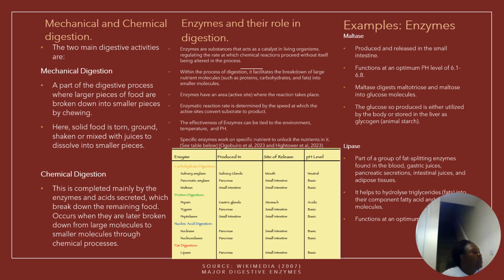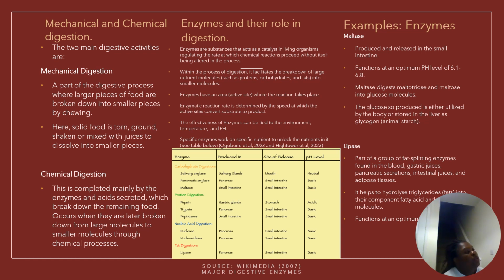The next one is the chemical digestion. This is completed mainly by the enzymes and acid secreted, which break down the remaining food. This occurs when they are broken down from large molecules to smaller molecules through chemical processes.